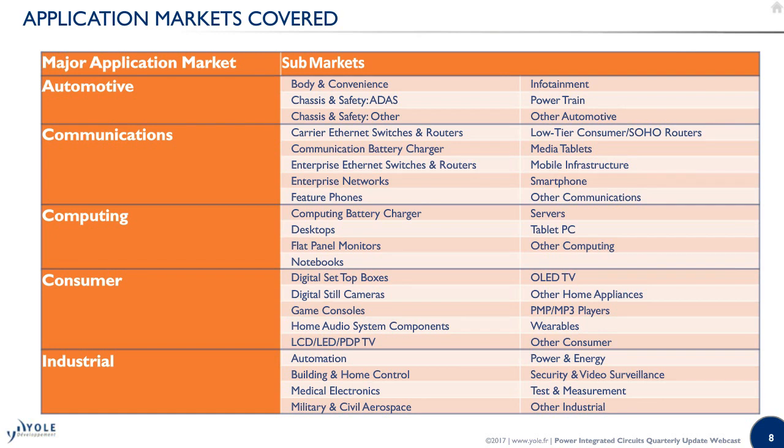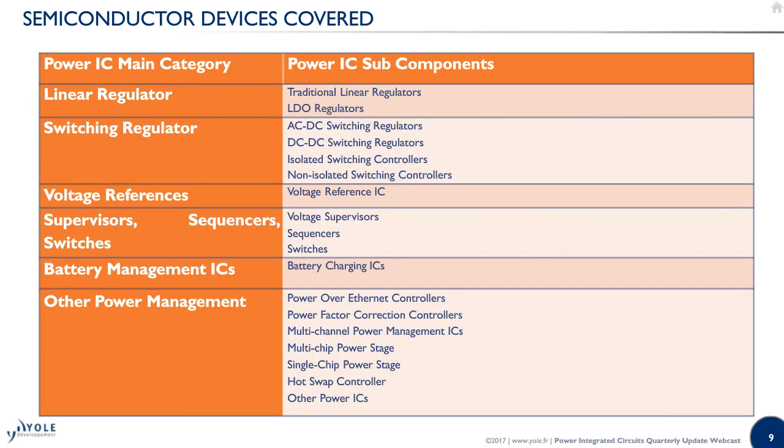On the next slide, we have the power ICs and the types of components that we cover. For linear regulators, we have the traditional linear regulator with a dropout voltage greater than 0.7 volts. And we also have the LDO regulators, which are basically 0.7 volts or lower. In the switching regulator arena, we have 4 types of devices: AC to DC switching regulator, DC to DC, isolated switching controller, and non-isolated switching controller. In voltage reference, that's basically just a single type of IC.